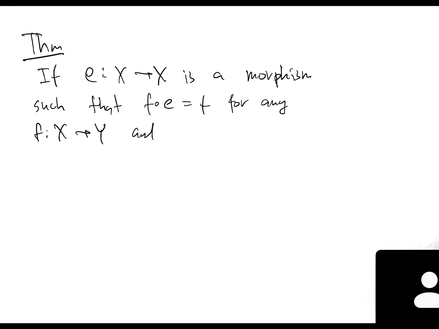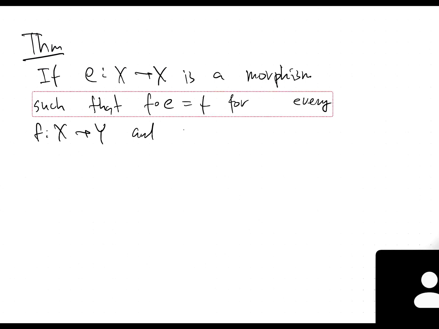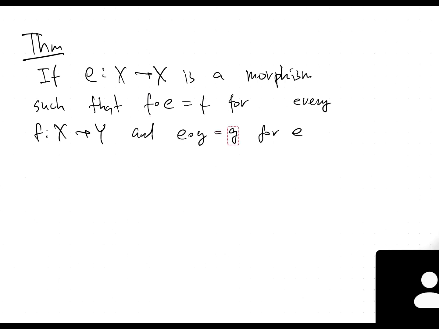So let me repeat. If E is a morphism such that F composed with E equals F for every F, and also, when I say any, I mean every. So let me rather put every here. I think it's more clear what that means. And also, E composed with G equals G for every G, let's say from W to Y.